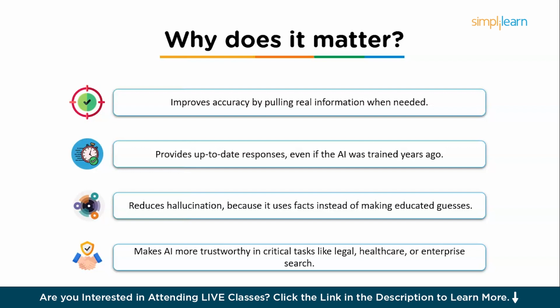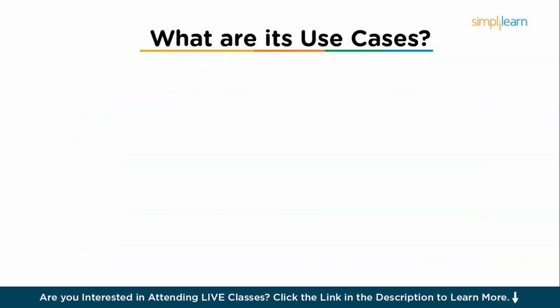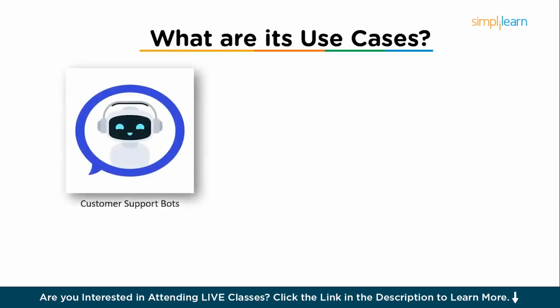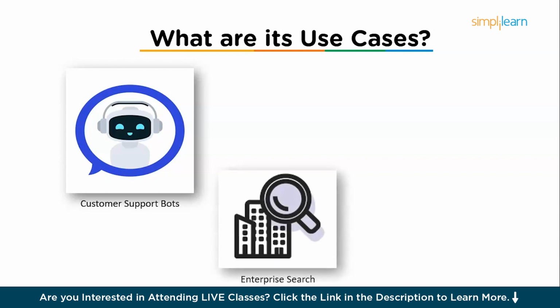Now let us move and see what are its use cases. So RAG is super useful in many real-world situations, especially when accuracy and up-to-date knowledge are important. So here are a few examples. The first example we have is customer support bots. They can pull answers from the help docs, FAQs, or internal knowledge bases to give relevant and accurate responses. Then we have enterprise search.